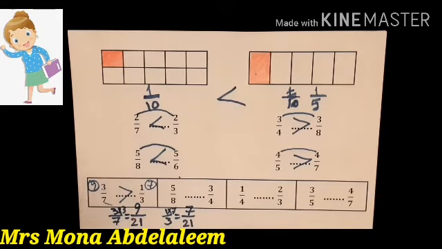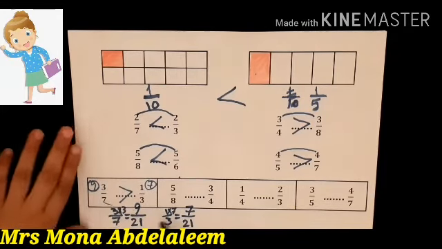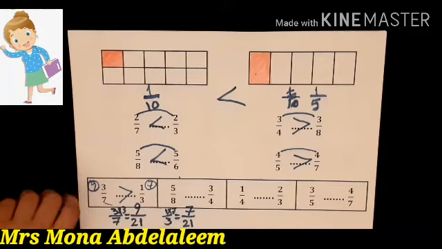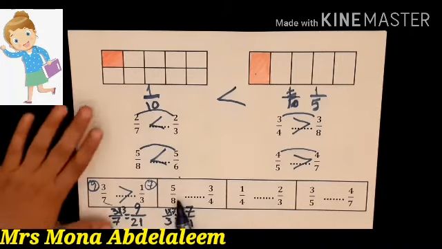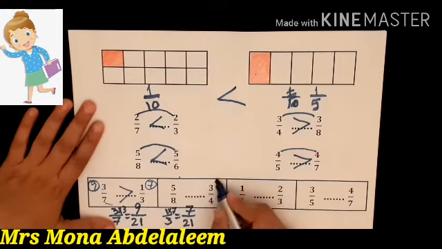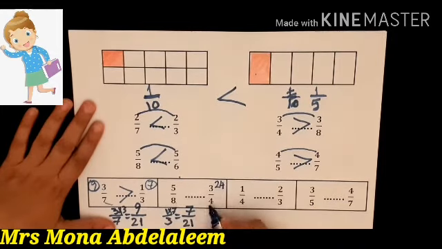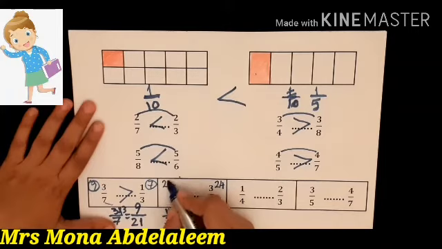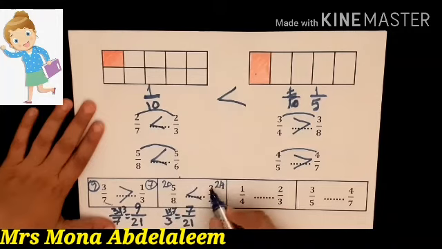I have two methods. Cross multiplication, first method. Second method, make common denominator. As you like. 5 over 8 and 3 over 4. Different denominators. What can I do? Cross multiplication, from down to up. 8 multiply 3, 24. 4 multiply 5, 20. Which is greater, 20 or 24? 24. So 5 over 8 is smaller than 3 over 4.